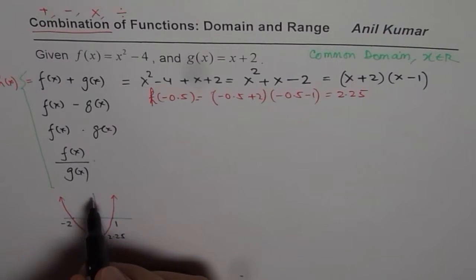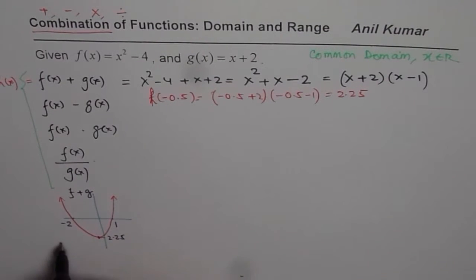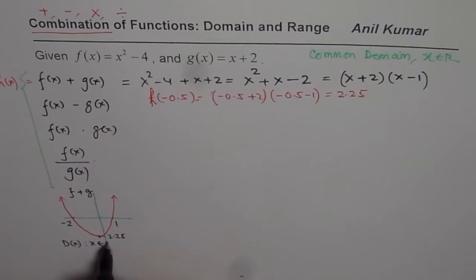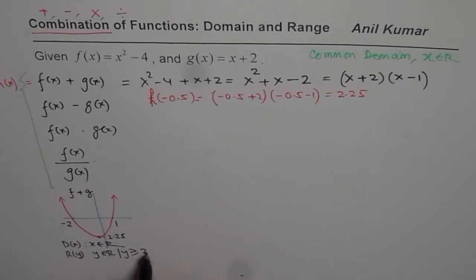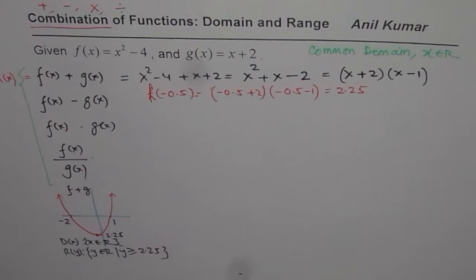Therefore for this function, which is f plus g, we can write that the domain is x belongs to real numbers and the range is y belongs to real numbers where y is greater than or equal to negative 2.25. You get an idea, right? So that is how we could write the domain and range for this particular function. You can do the same calculations for the difference.